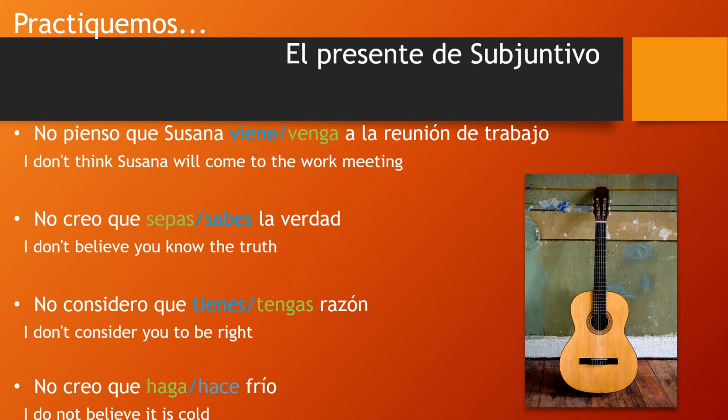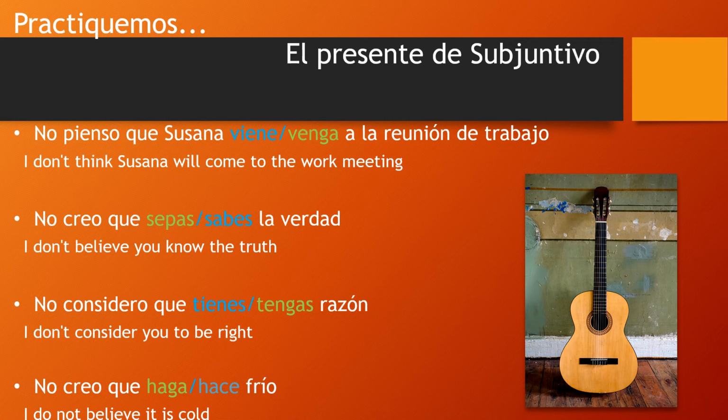That's what it conveys. No creo que sepas la verdad. No creo que, negative opinion, I don't believe that, you have that que, you need sepas. You could use sabes, but it would be less suitable and you would just be asserting. I do not think you know the truth, you would be certain about it. The other one is more polite, more open to possibility, the subjunctive. I don't believe you know, but I'm not sure, you might prove me wrong. That's the difference. Indicative, subjunctive.